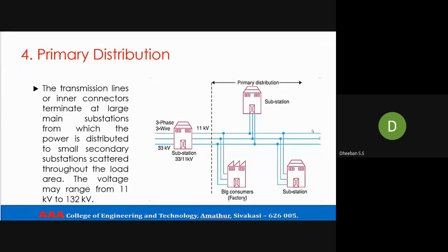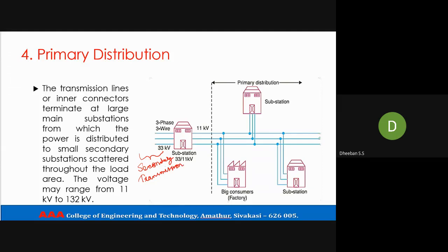Starting with the primary distribution. Looking at the single line diagram from the previous lecture, up to 33 kV contributes to your secondary transmission. After this, it contributes to your distribution part.